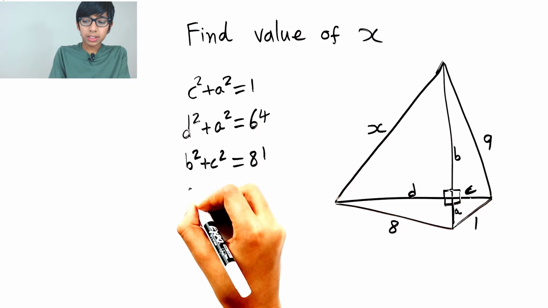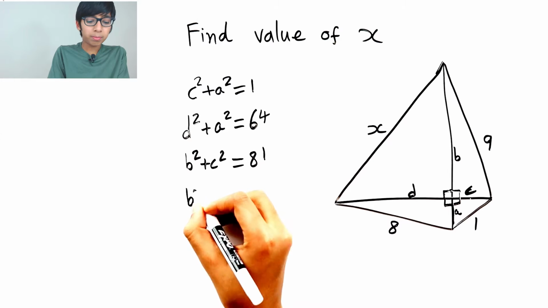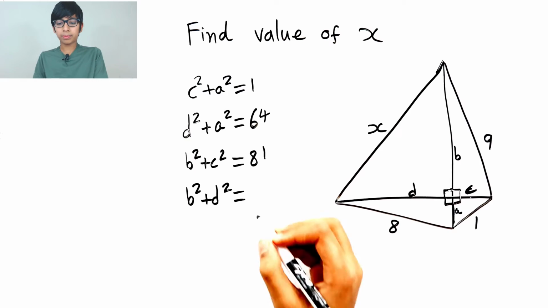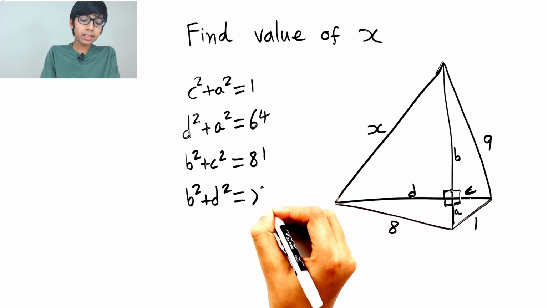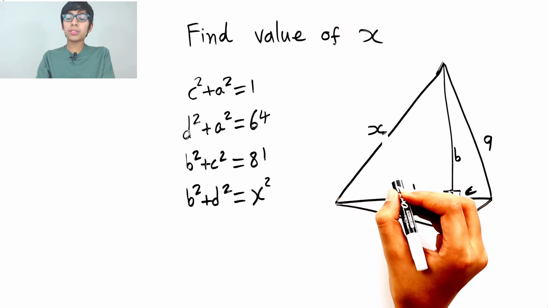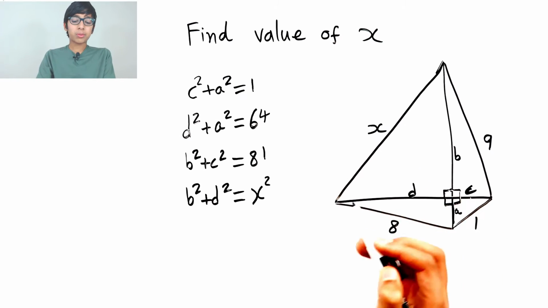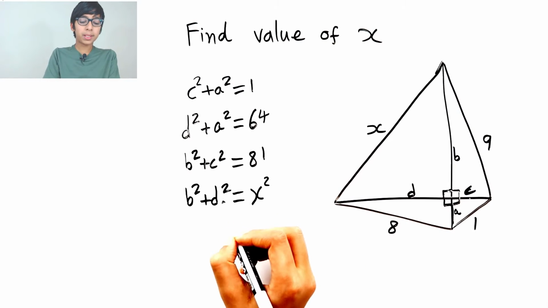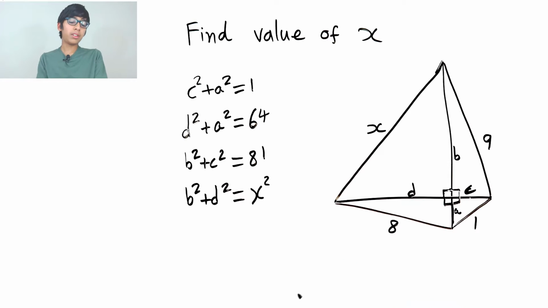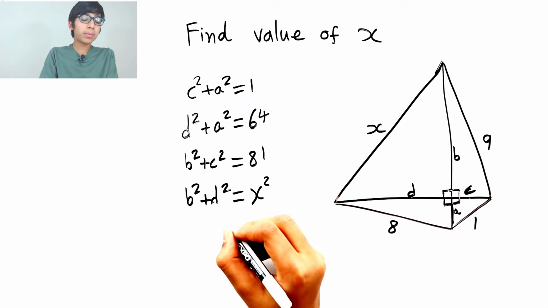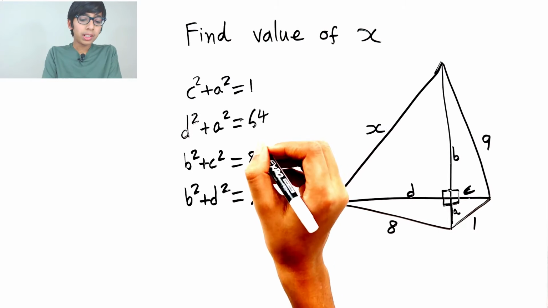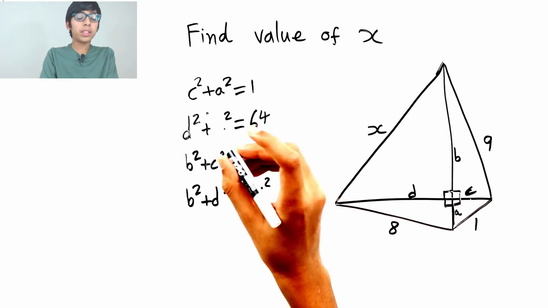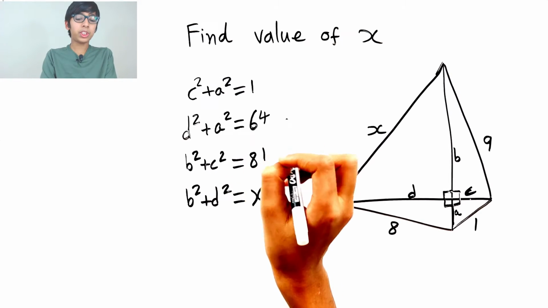Lastly, we would have b squared plus d squared, which would equal x squared. Now for this, we have to find x, right? Let's look at an equation with x. So b squared plus d squared equals x squared. Let's look at an equation with b squared or d squared. We have three equations here. Let's choose one: d squared plus a squared, which equals 64.